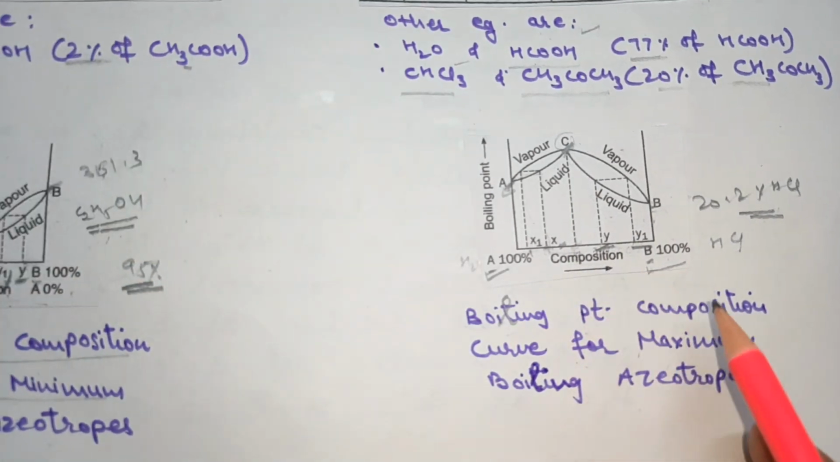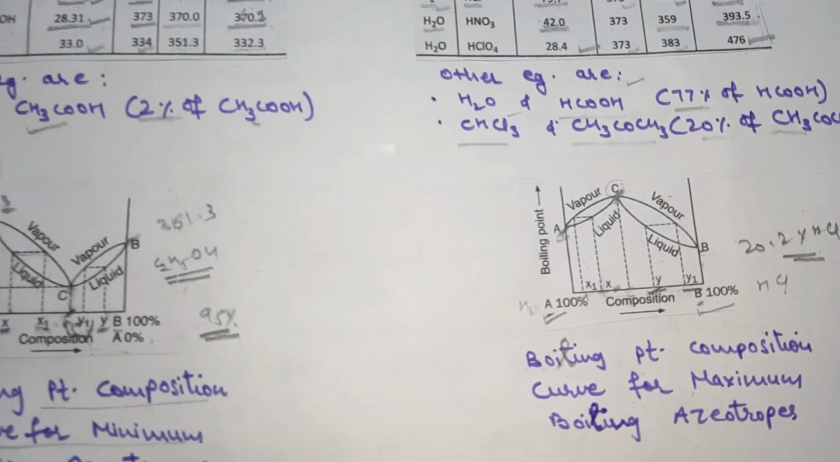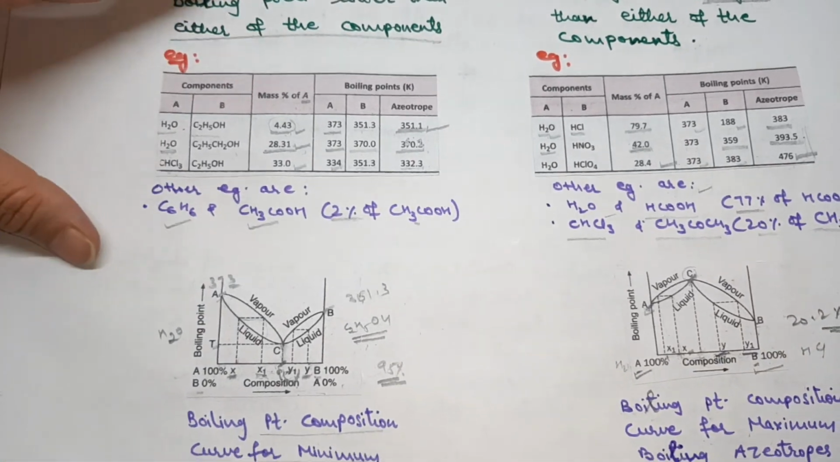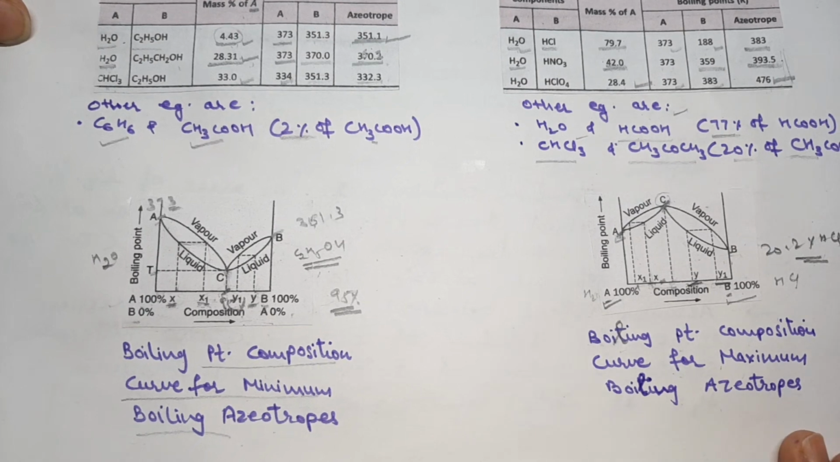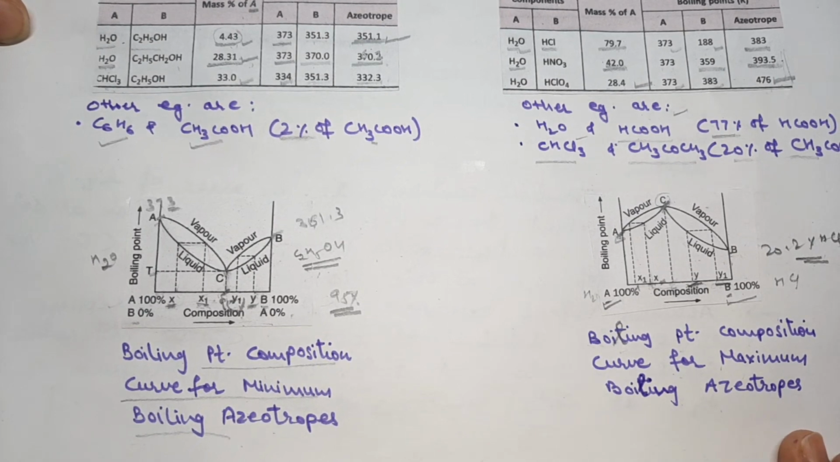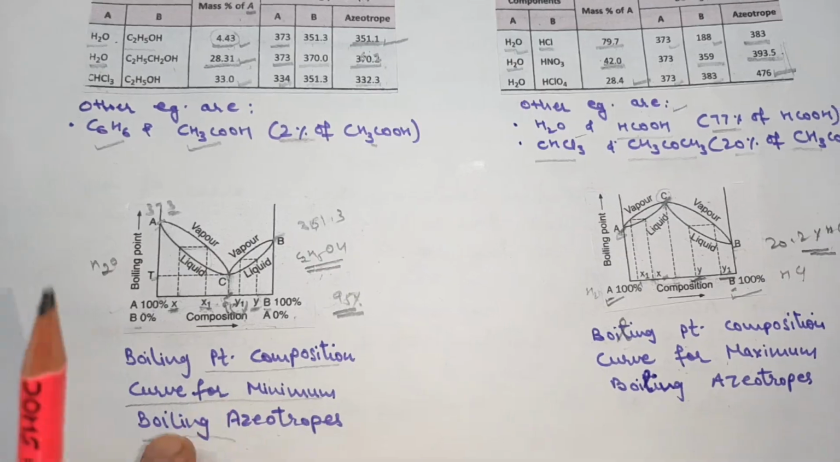So this is all about the azeotropes and their types and the graphical study of these boiling point composition curves for minimum and maximum boiling azeotropes.